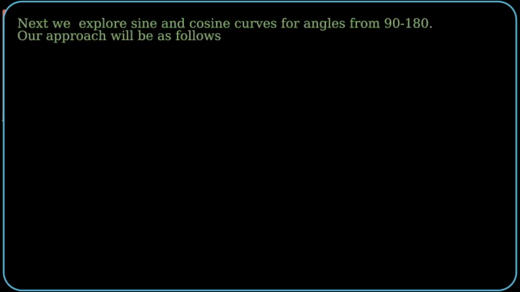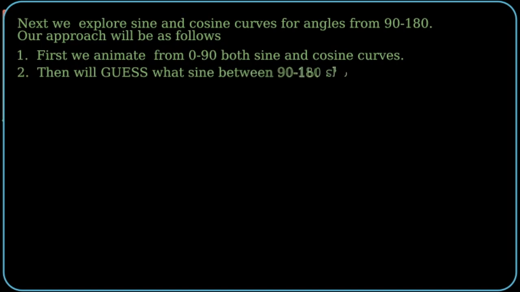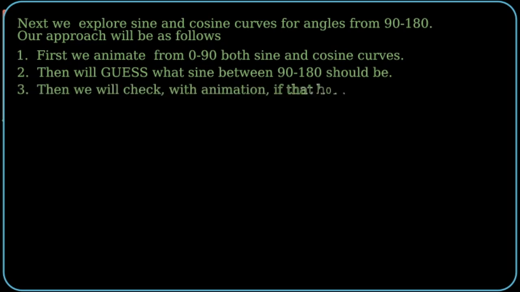Next, we explore sine and cosine curves for angles from 90 to 180 degrees. Our approach will be as follows. First, we animate from 0 to 90 degrees both sine and cosine curves. Then, we will guess what the sine curve should be between 90 to 180 degrees. Then, we will check with animation if our guess holds.